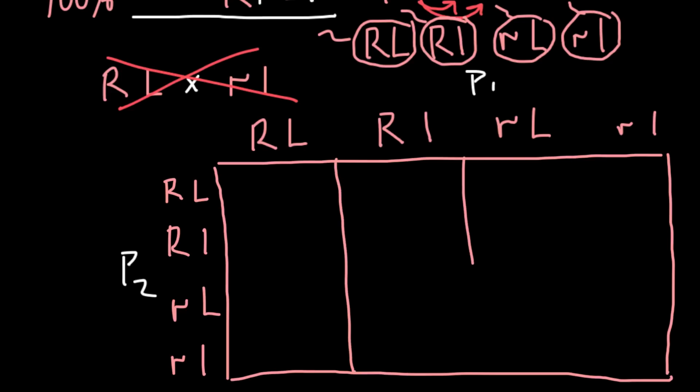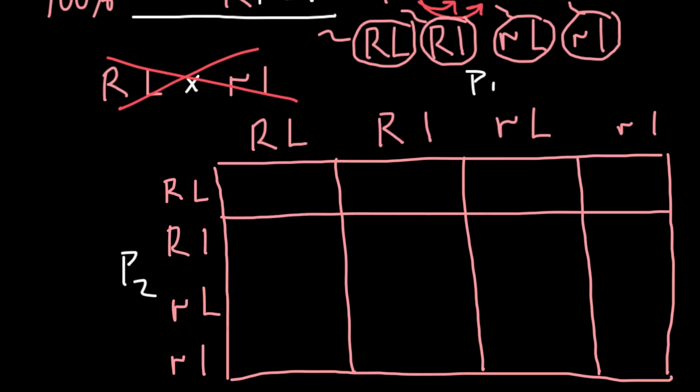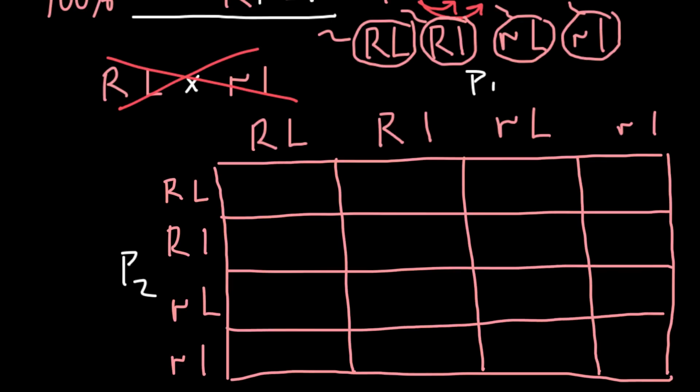so 16 different variants of the different genotypes. And now we can list all the possible genotypes in the F2 generation.